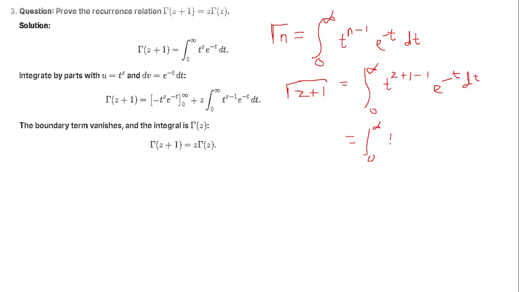So if you take this one very well, you realize that this will be 0 to infinity, t to the power z, because this guy will be 0, e to the power minus t dt, right? Yes, sir. That is what we have here, right?